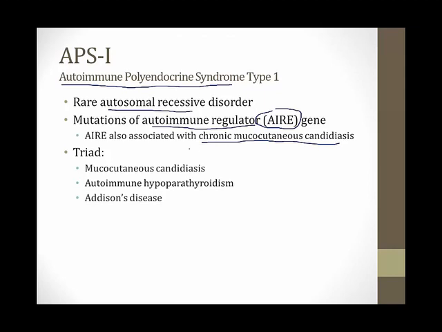Patients who have this disorder present with mucocutaneous candidiasis, which are Candida fungal infections of the skin and mucosal membranes. They also develop autoimmune destruction of the parathyroid gland, so they have autoimmune hypoparathyroidism. And then finally, they develop Addison's disease, which is autoimmune destruction of the adrenal glands. This is very rare, and all you need to remember about this is that it's caused by the AIRE gene, and it results in this triad, which includes hypoparathyroidism.